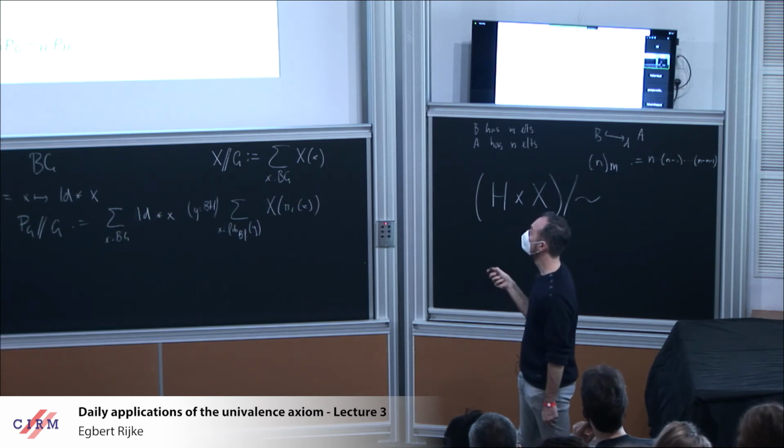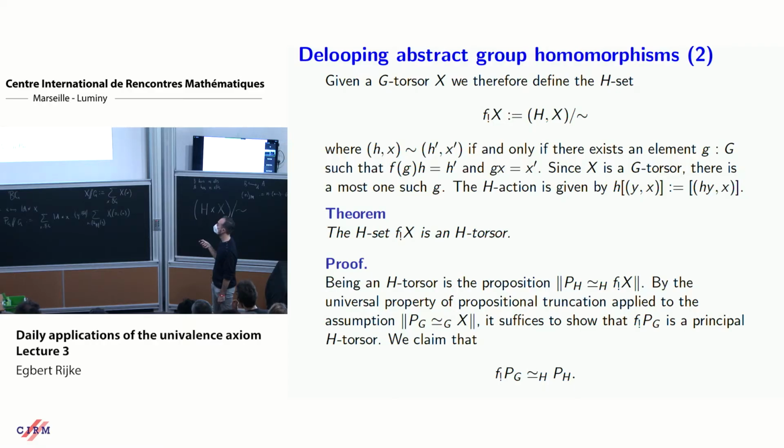And the equivalence relation says that (H, x) is equivalent to (H prime, X prime) precisely if there exists a G for which f(G) times H is H prime and G x is X prime. And because X is a G torsor, so it's merely equivalent to the principal one, there can be only one such element G, so we don't have to worry that this is maybe not a proposition. So there's at most one such G. Okay, that's good. I put that in the slide.